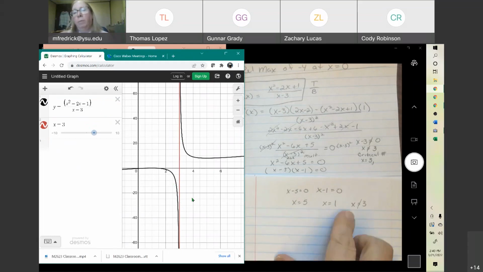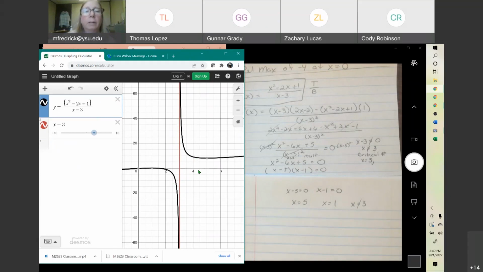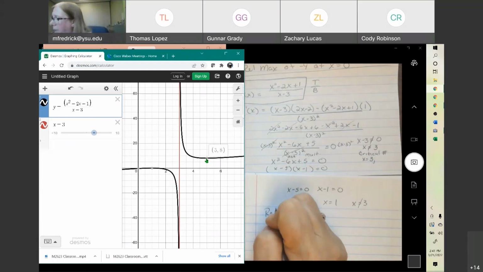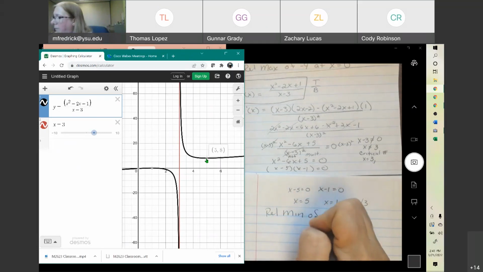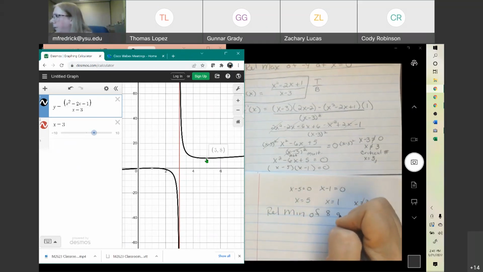So only 5 and 1 will give us a relative max or min. Sometimes it does exist and sometimes it doesn't on these ones, but this time it doesn't. And if we look at our graph, this one is a min because it's coming down and then going back up. So there's a relative min of 8 at x equals 5.